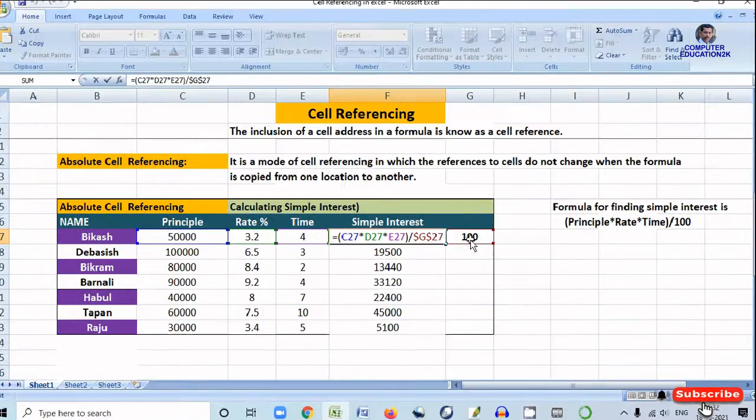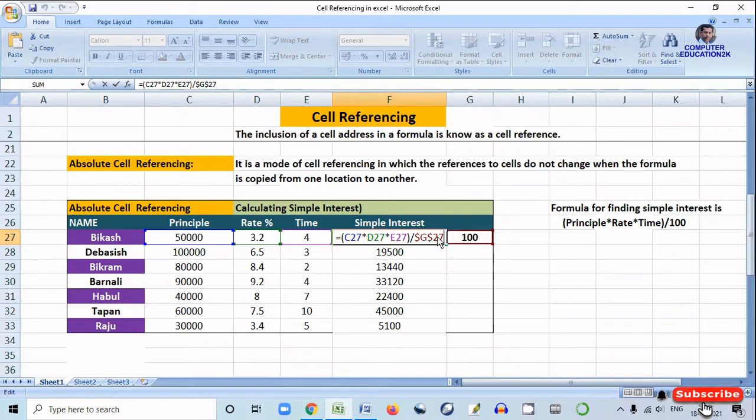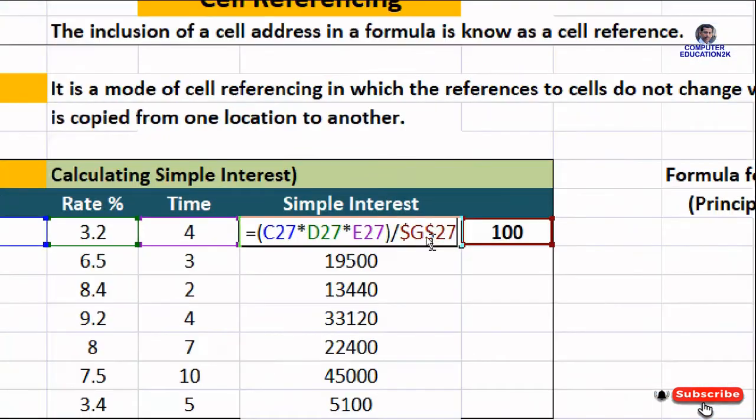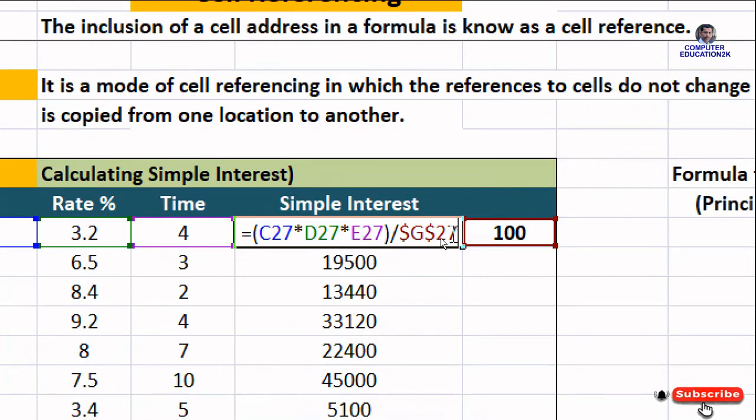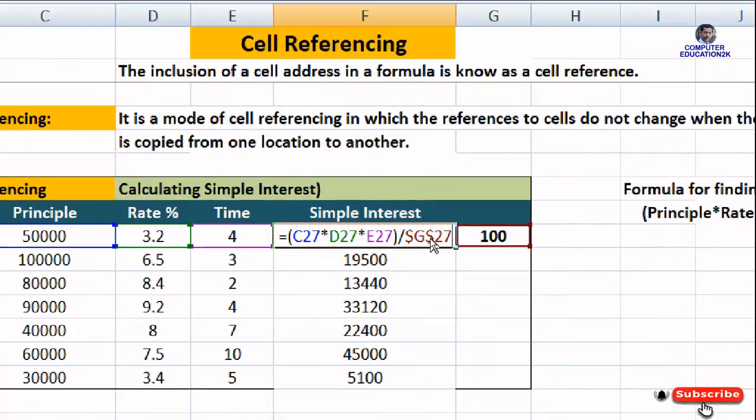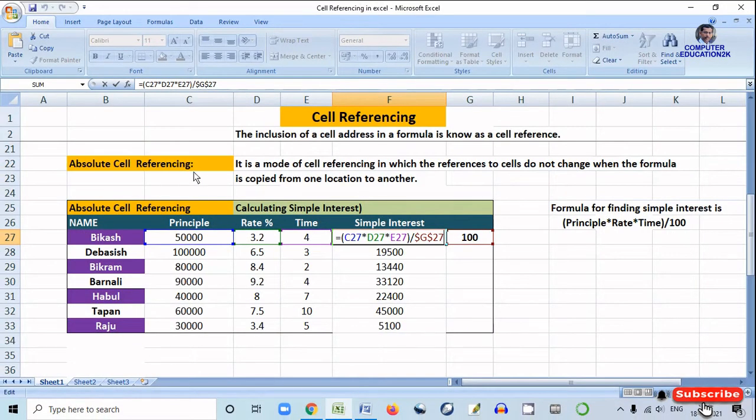G27. We have fixed the cell number G27 over here by putting $ sign before G and before 27. G is the column letter and 27 is the row number. So now the value is fixed over here. So according to the logic of absolute cell referencing, the references to the cell do not change when the formula is copied from one location to another. Yes. Now the reference over here is not changing.